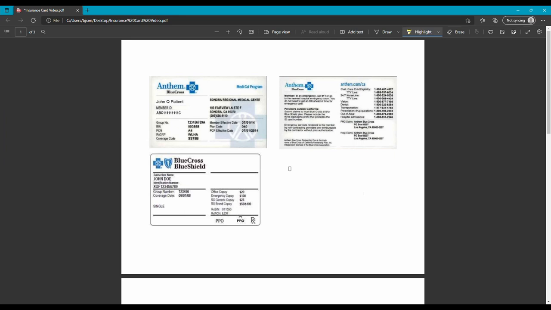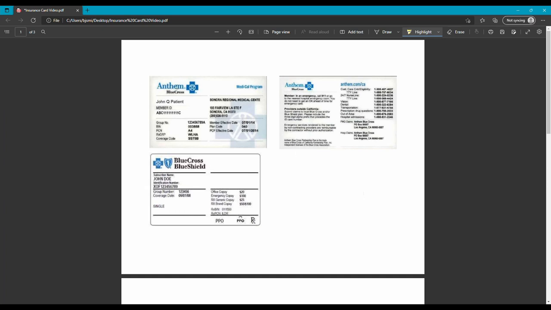So the first thing, in the top left-hand corner, is where you're going to see the name of the insurance company. And here you can see I chose an Anthem plan, and then I also have a Blue Cross Blue Shield, because they are national payers, and everyone will see Anthem and Blue Cross Blue Shield cards probably more often than not. So we're going to start with this.